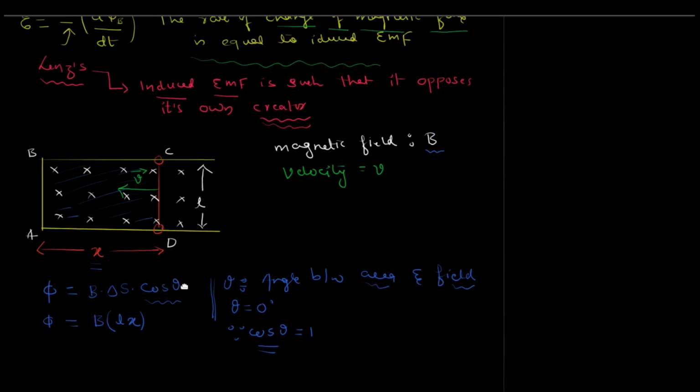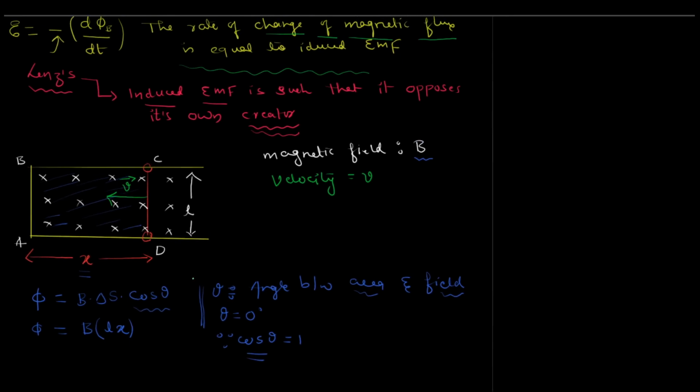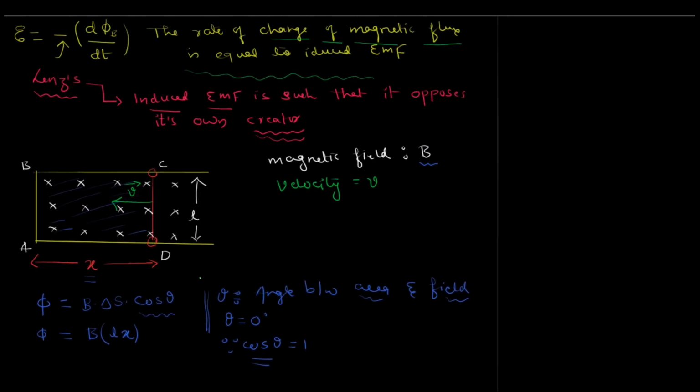Alright, now that we've got the expression for flux, the question to you once again is this: is this magnetic flux expression that we have written, B into L X cos theta, where cos theta is 1 anyway, changing with respect to time? If the flux is changing, then definitely you'll have EMF.